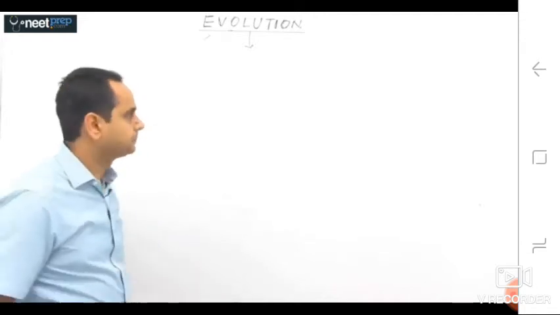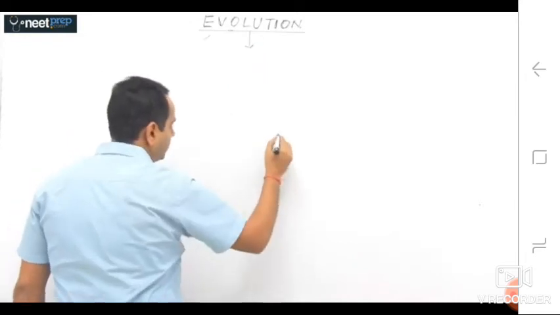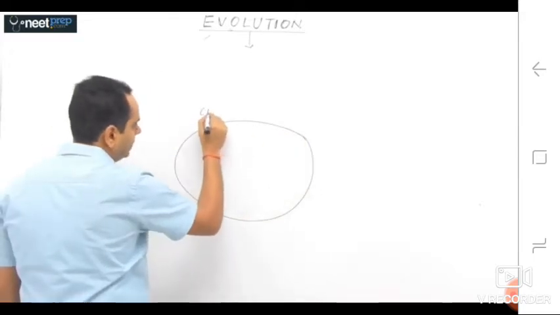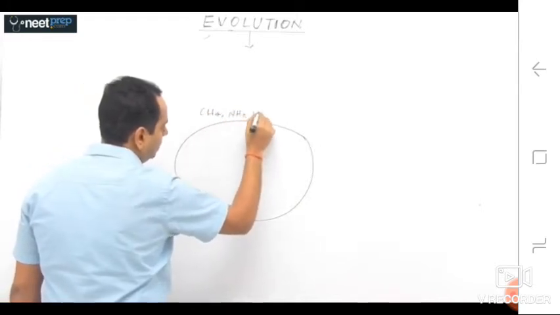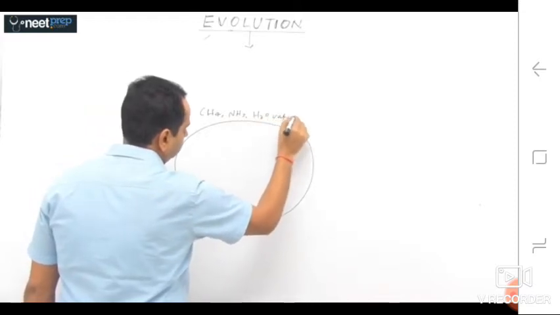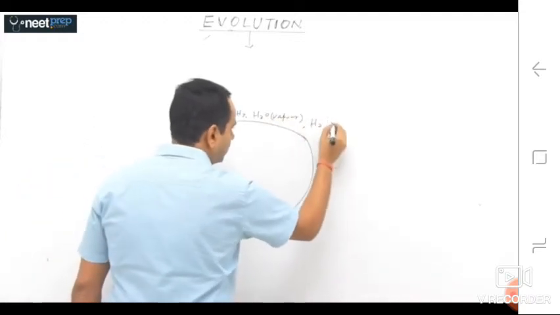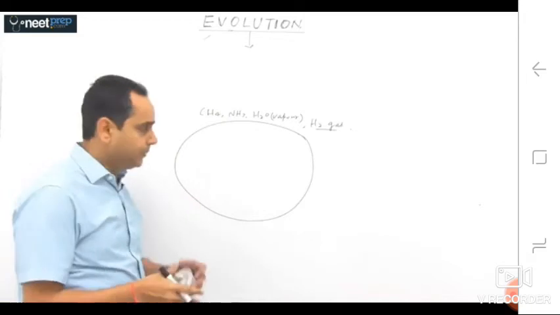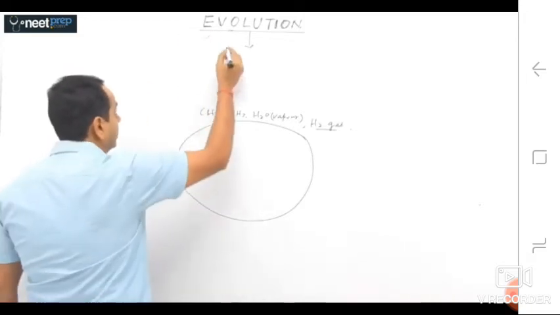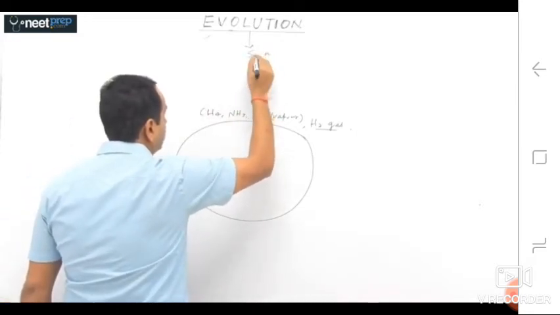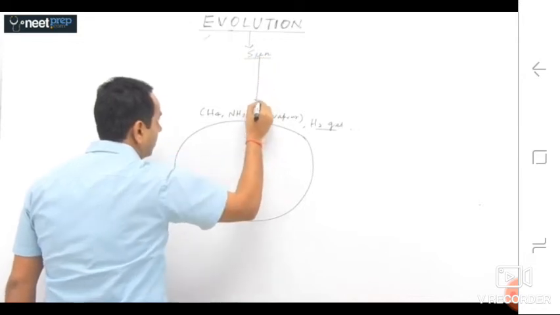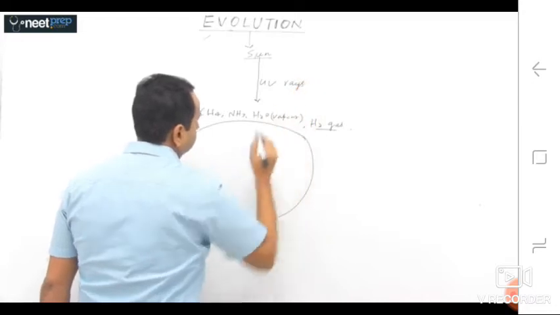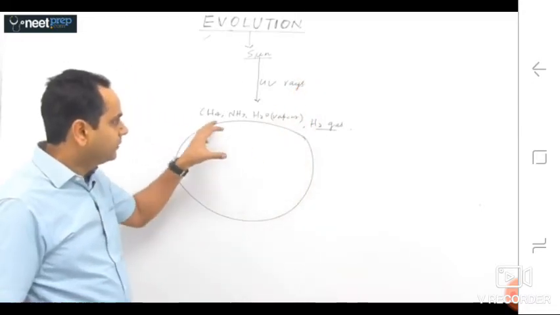Oparin and Haldane proposed that suppose this is the initial structure of Earth, the Earth crust with CH4, ammonia, H2O vapor, and hydrogen gas. And there was no ozone layer initially between the sun and the Earth's surface. So if the sun is radiating UV rays, it is striking these molecules.